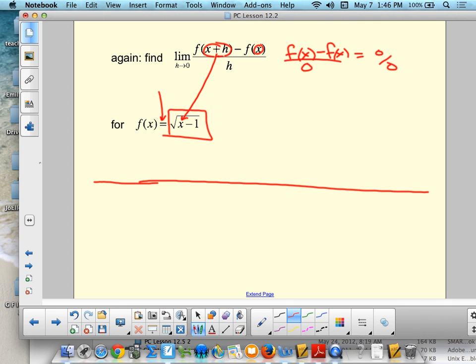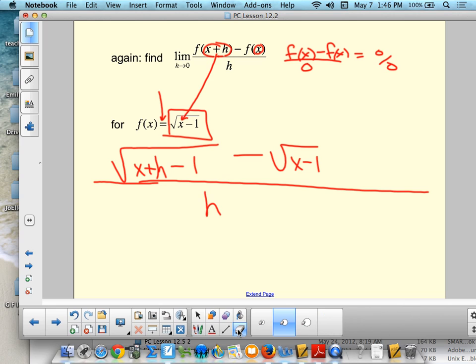When x plus h went in, you should have written the square root of what? X plus h for x, followed by minus 1. Then subtract f of x. Well, f of x is right here. F of x is the square root of x minus 1. There, did it. Oh, over h. Sorry, I forgot the h.